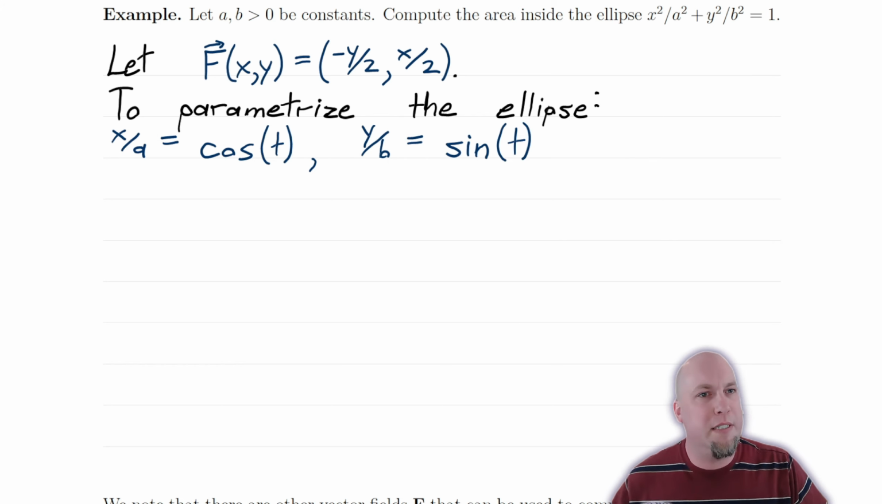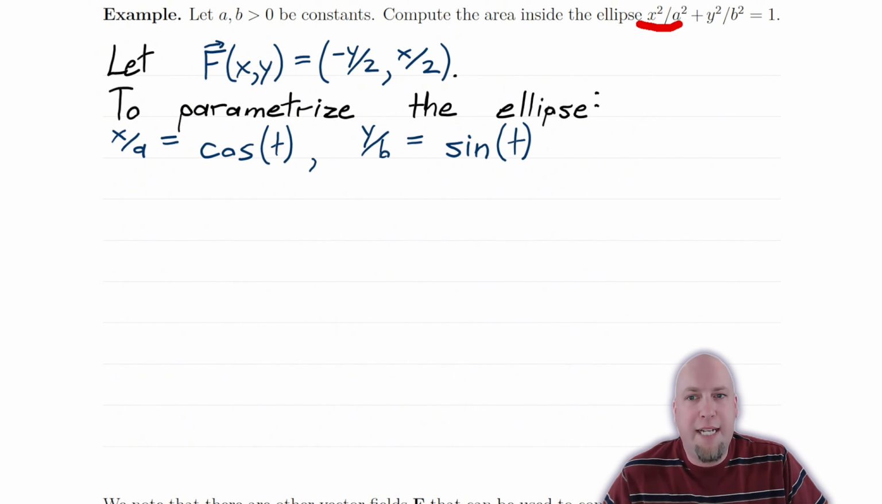What I'm going to do is say, well, this looks an awful lot like a circle. It's something involving x squared plus something involving y squared equals 1. So to parameterize this, how about instead of x being cos t, x over a, the thing being squared, is cos t. And instead of y being sine t, y over b is sine t, because that's the thing being squared over here.